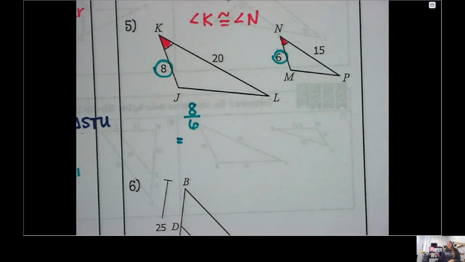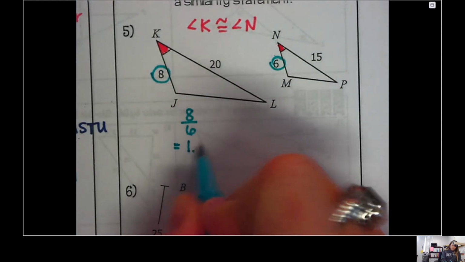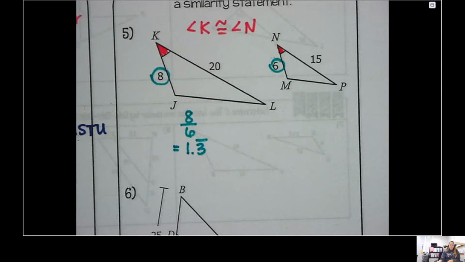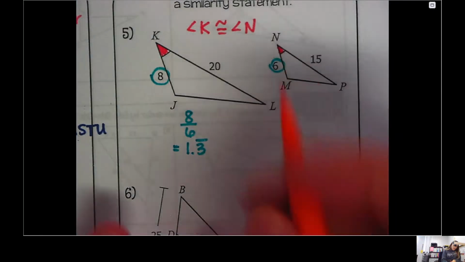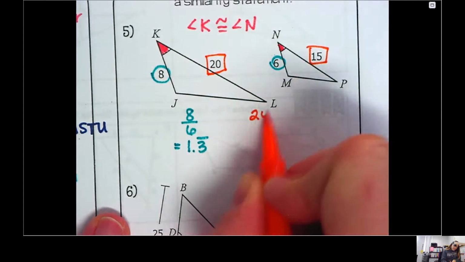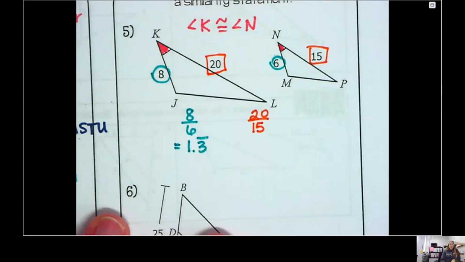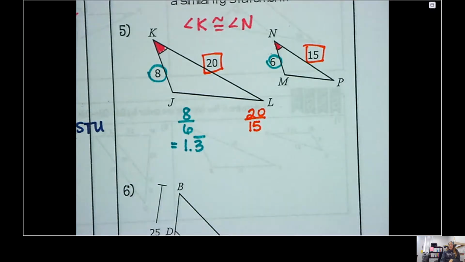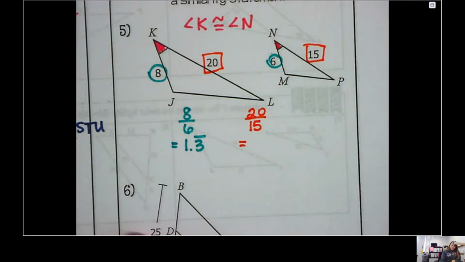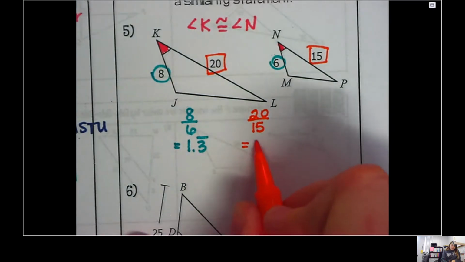1.3. Now it's repeating, which means when you do the next one, you have to get 1.3 repeating for it to work. What's my last fraction I need to check? 20 divided by 15. So I did big divided by small again. What do you get when you do 20 divided by 15? I got 1.33333 repeating for forever.